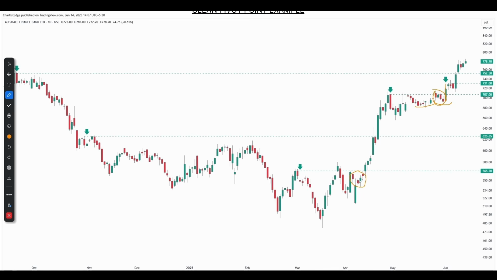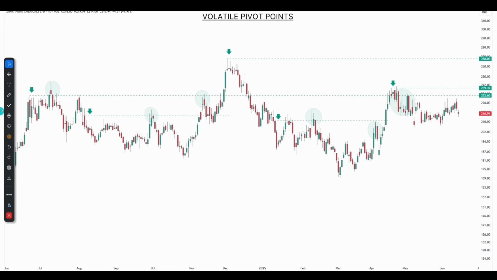A decent volatile contraction here, a little bit of volatility but a decent breakout, right? No volatility here, and we will see in the coming sessions whether this setup will work or not. Let us move on. Now these are examples of volatile pivot points which we should ignore.